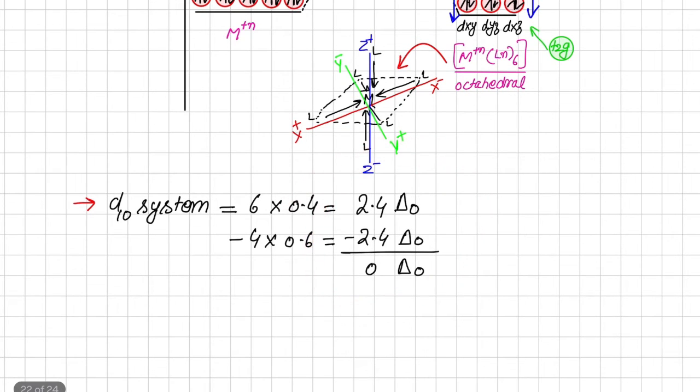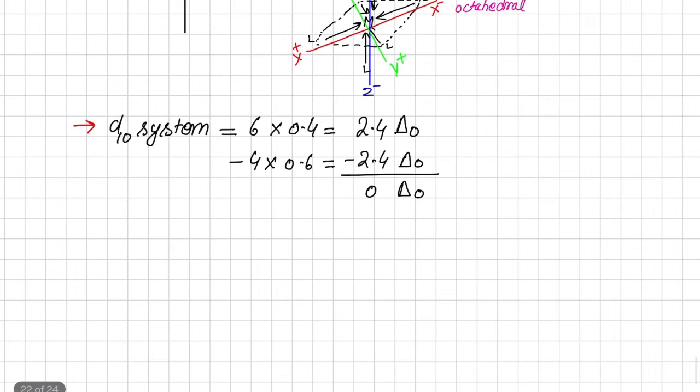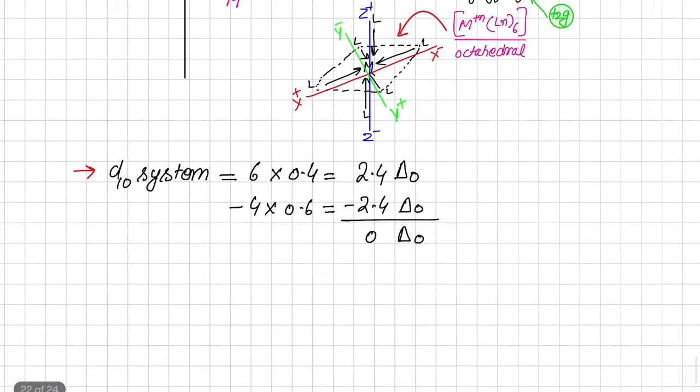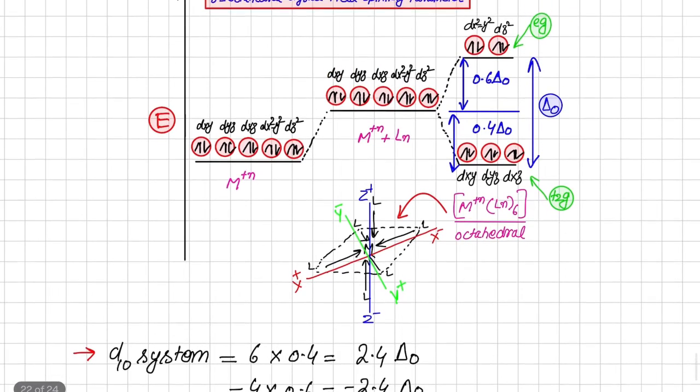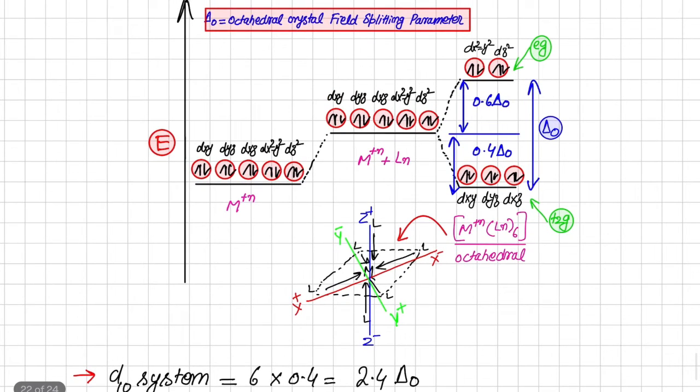And again in the D10 system the overall value of CFSE is equal to 0, which means these complexes are also least stable. Again zinc, cadmium and mercury obtain the value of 0 because the orbitals are already filled, and we know that filled orbitals don't want to make any other bonds because they are already filled.